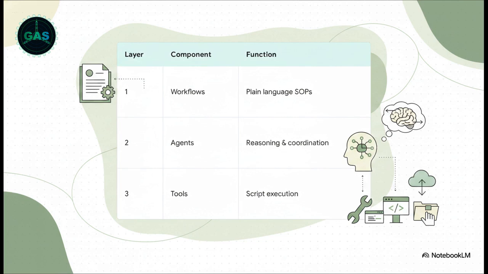Let's map this out so it makes a bit more sense. Think of workflows as a manager's standard operating procedure. These are just simple text documents written in Markdown that clearly state exactly what needs to be done. The agent, which is Claude Code, is essentially the manager reading that SOP. It does all the reasoning, it makes the decisions, and it figures out the right sequence. Finally, the tools are your Python scripts. They act as the workers executing the actual physical tasks like making an API call or saving a file. By keeping the instructions, the brain, and the hands totally separate, your system becomes incredibly stable.